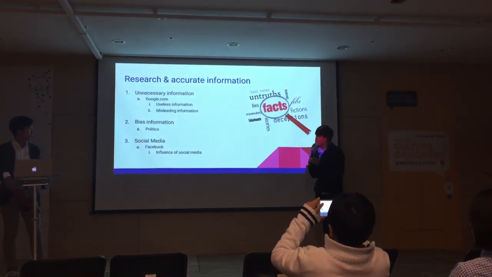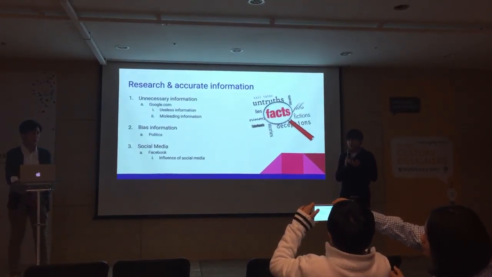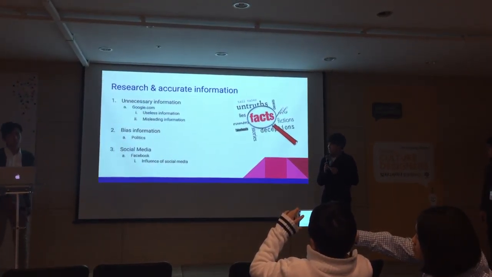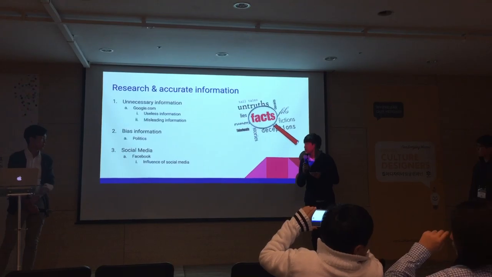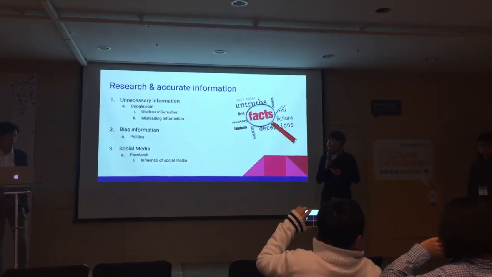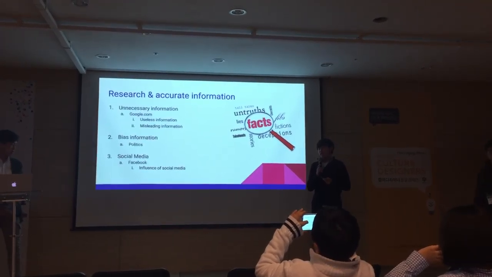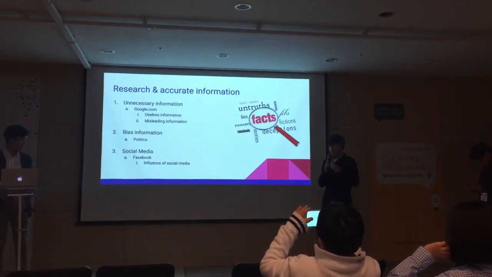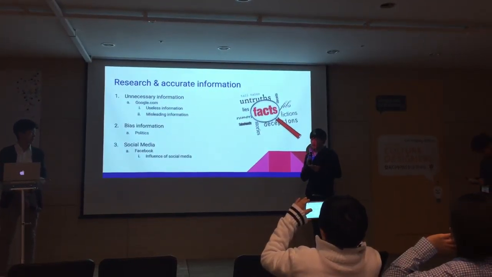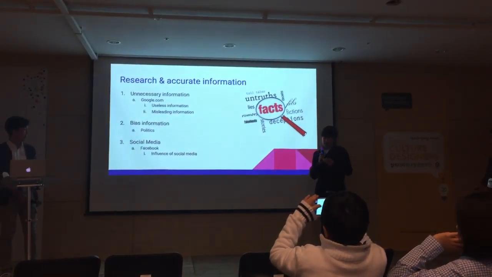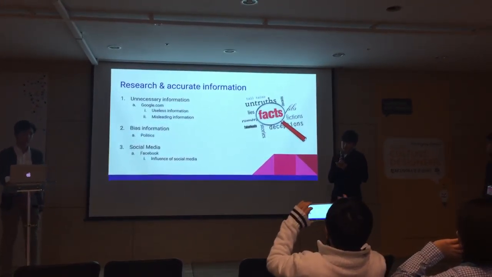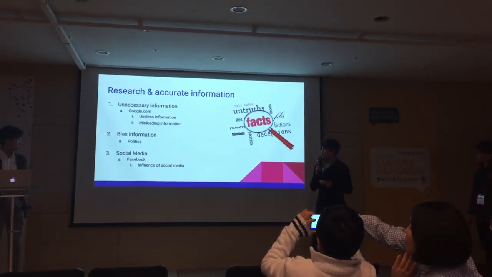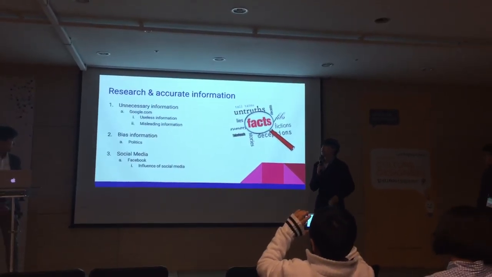And lastly, about social media, about 80% of the United States population is using social media nowadays. Social media such as Facebook, Twitter, and Instagram has a lot of influence on the accurate and inaccurate information that we have. The benefits of social media can be fast and widespread information on the internet and social media. However, misleading and inaccurate false information is one of the huge problems that we currently have on Facebook and other social media.